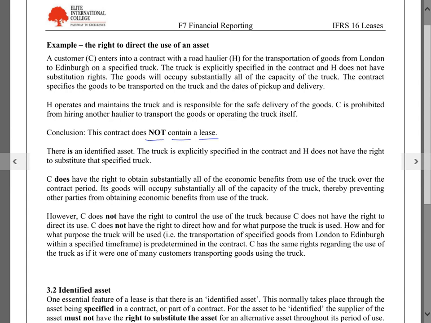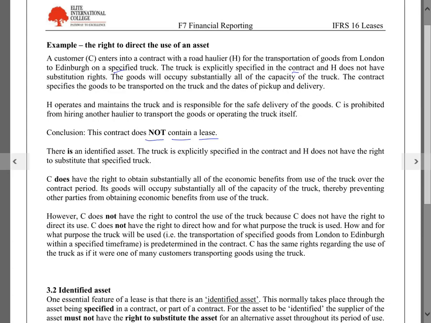So let's go through. A customer enters into a contract with the road haulier. Okay, look, a road haulier is a transporter, for the transportation of goods from London to Edinburgh on a specified truck. So in the contract, they mention from where to where and on a specific truck. It's already mentioned from destination A to B, and the truck is explicitly specified in the contract. So there is an identified asset, and the haulier, this is a transporter, does not have a substitution right.